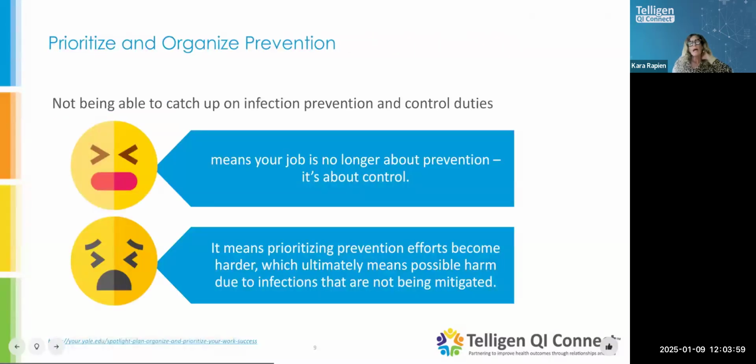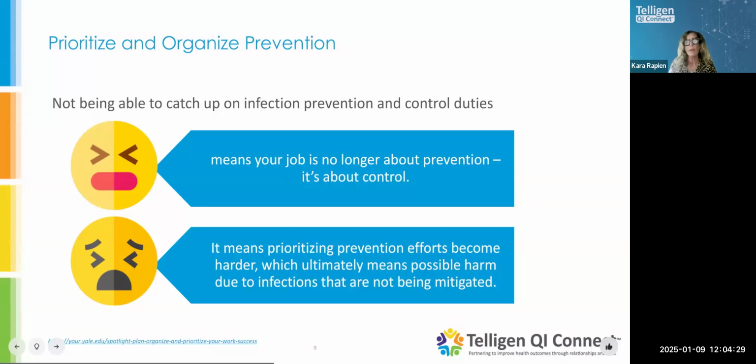So prioritize and organize prevention. What do I mean by that? Well, I mean that if you're not organized anymore and an emergency comes up, it means you are no longer in prevention mode. It's now all about control. And once we are in control mode, it seems to snowball and you no longer have time for prevention measures or implementation.